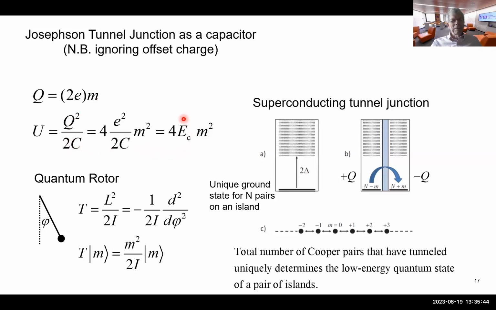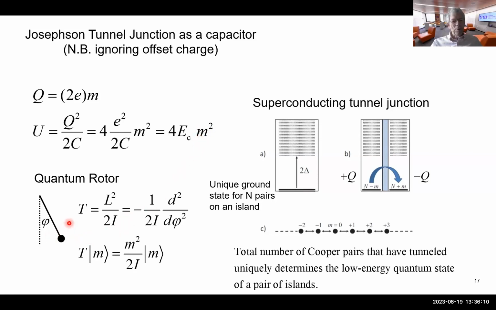And we define EC as the charging energy associated with a single electron. But because we're dealing with Cooper pairs, there's a 4. And that's just a historical thing. So the charging energy is 4 EC times this integer squared. Okay.